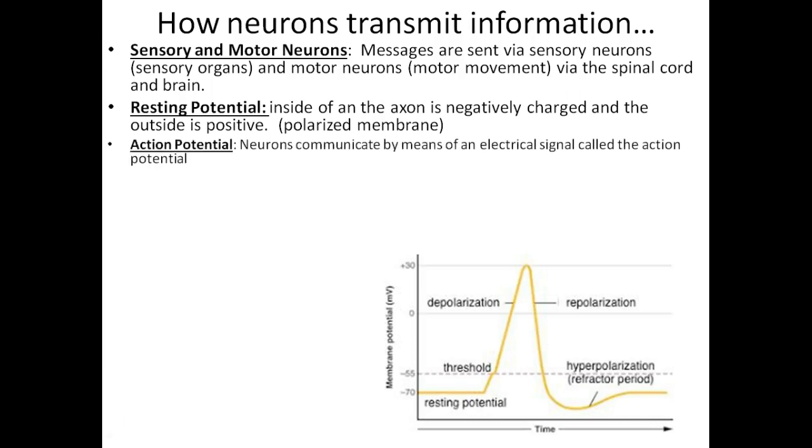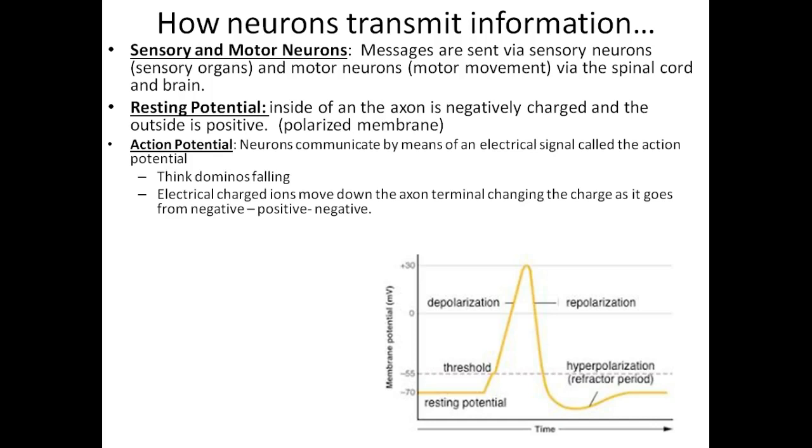Once a neuron receives a message, it goes into action potential. And this is where an electrical signal fires throughout the neuron. Think of it as dominoes falling. When this message fires, it doesn't turn the whole thing on all at once. It's almost like dominoes falling as it changes.